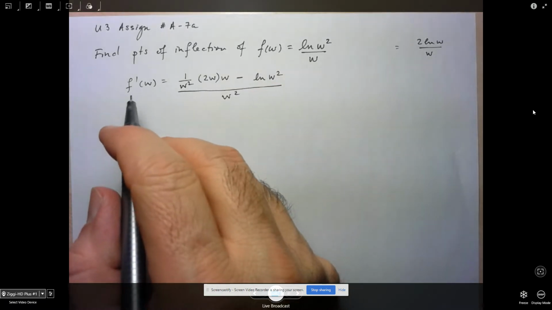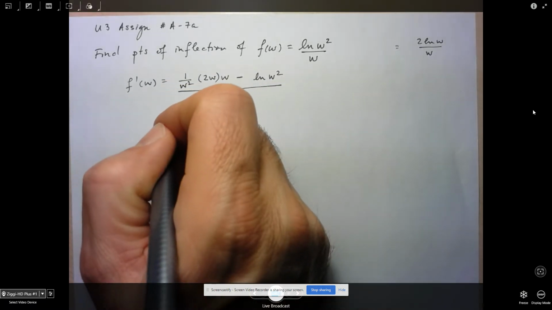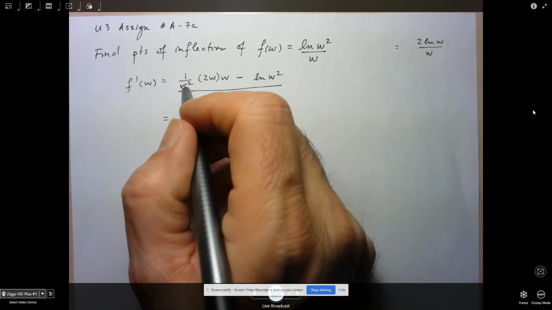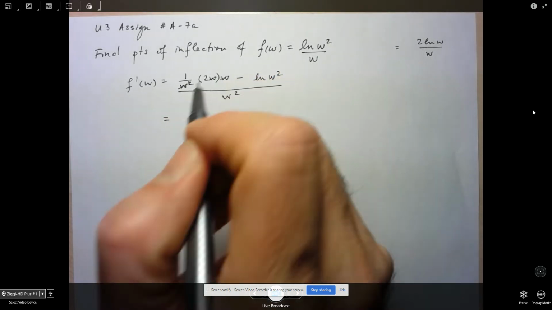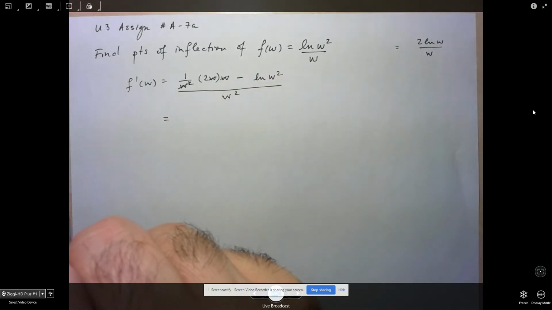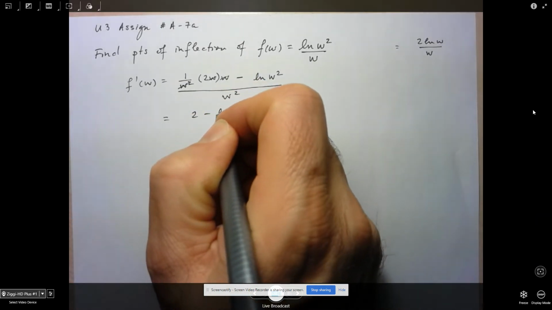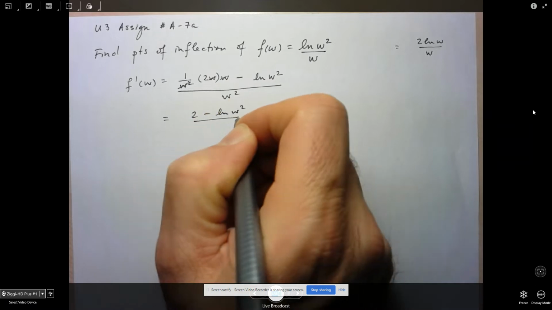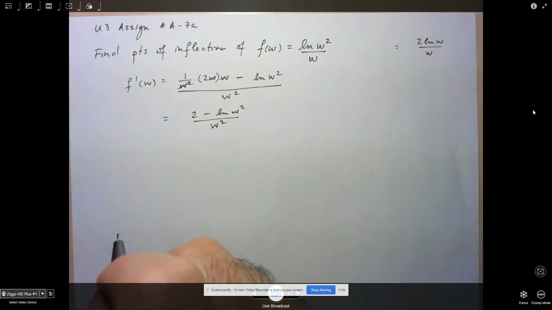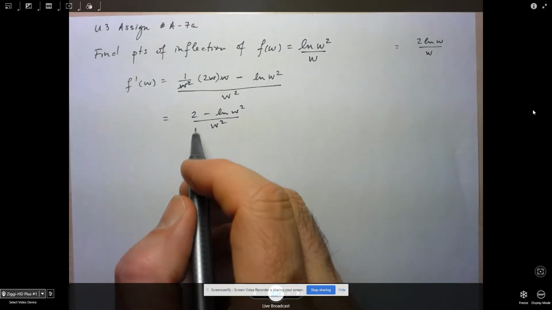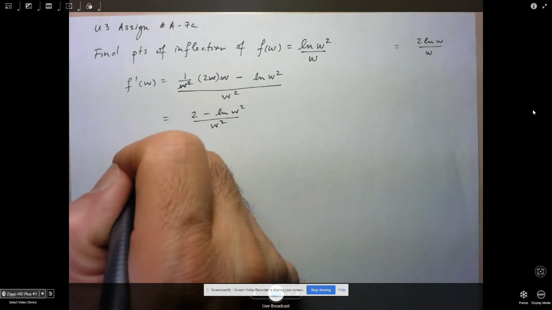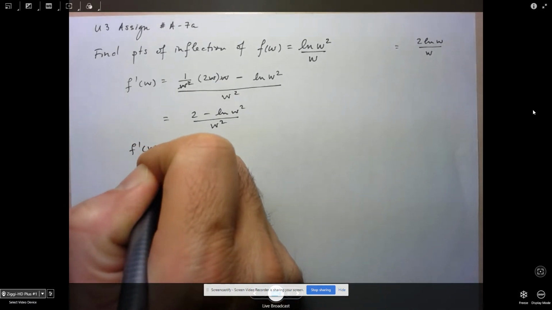Okay, so before I take the second derivative, obviously I'm going to simplify here, and lots of nice things happen because this w squared is going to reduce with the two factors of w in the numerator. So I'm left with 2 minus ln w squared over w squared. All right, and this now is much easier to take the derivative of, so now we'll find the second derivative.